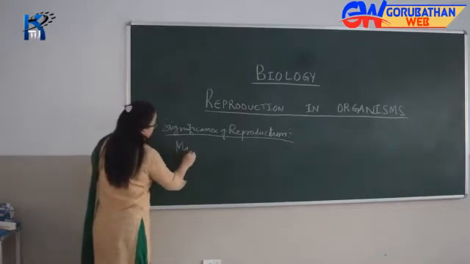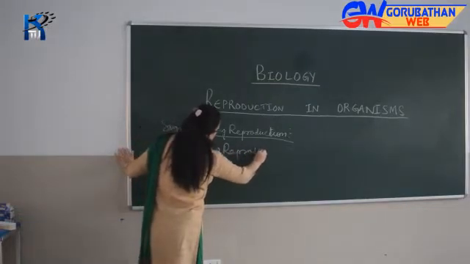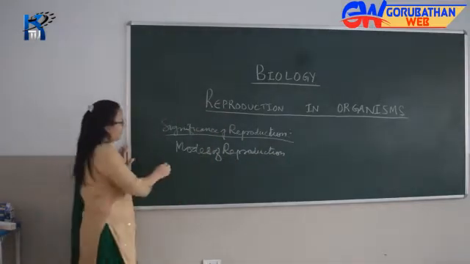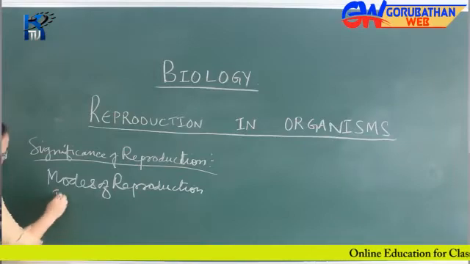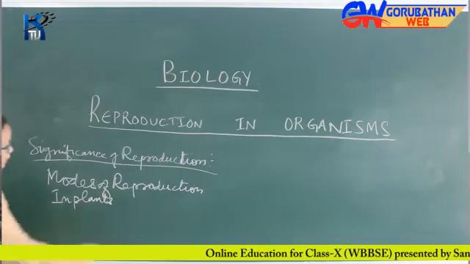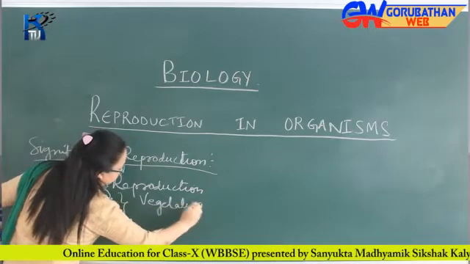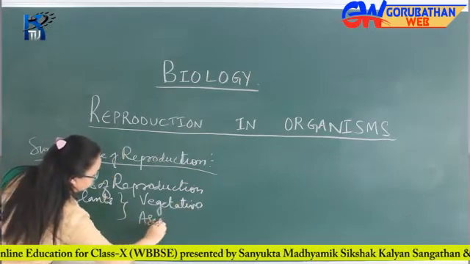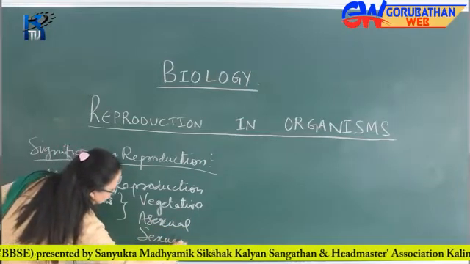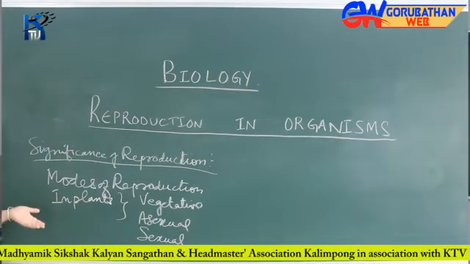Now, the modes of reproduction. So modes means types. Okay, now in plants, three types of reproduction are noted. They are vegetative, asexual and sexual reproduction. So besides this, plants also reproduce parthenogenetically.